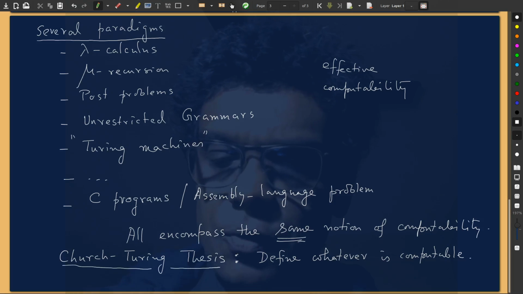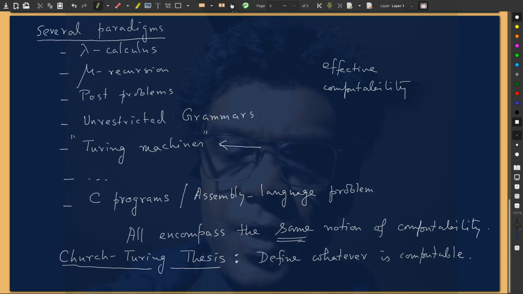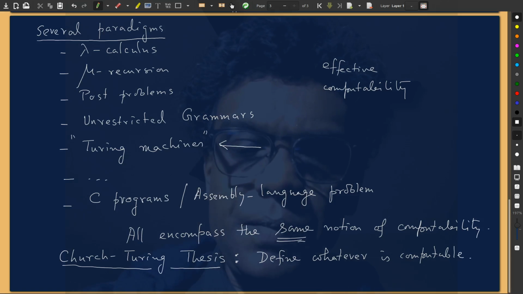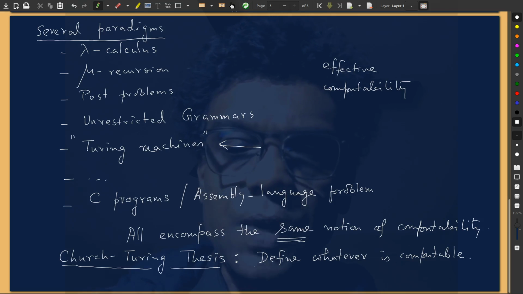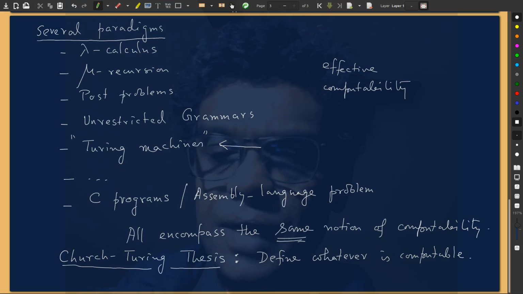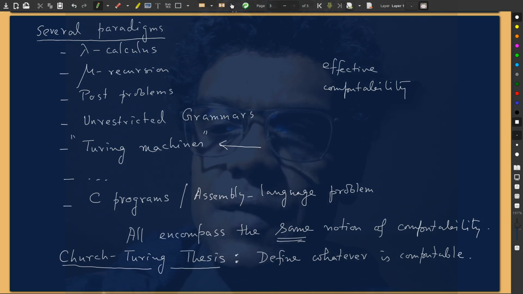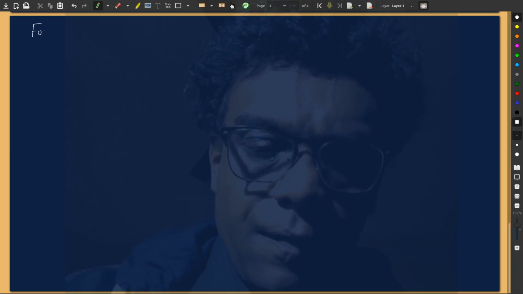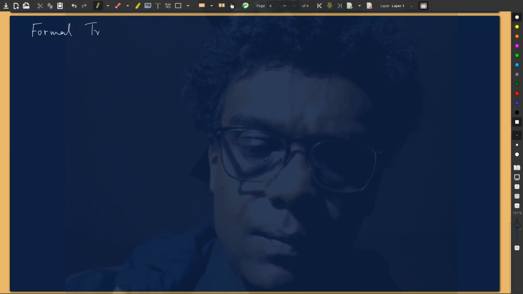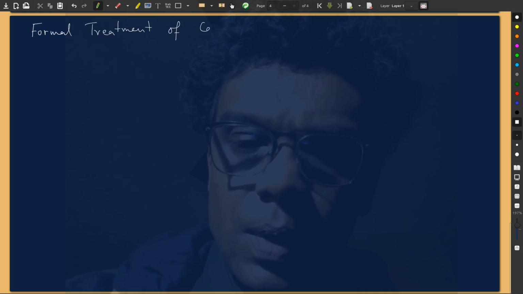And we will get introduced to this Church-Turing thesis via our exposition of Turing machines. We will come near the end of this course to what is meant by computable, what is meant by not computable, with examples, and how you prove that certain things cannot be computed. But today, I start with a kind of formalism. Okay. So, a formal treatment of computability.